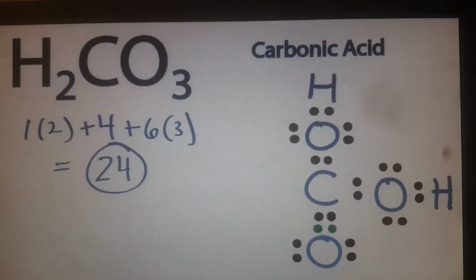We could check our formal charges. If we did, we'd find that the formal charge for each atom in H2CO3 is 0, making this the Lewis structure for H2CO3.